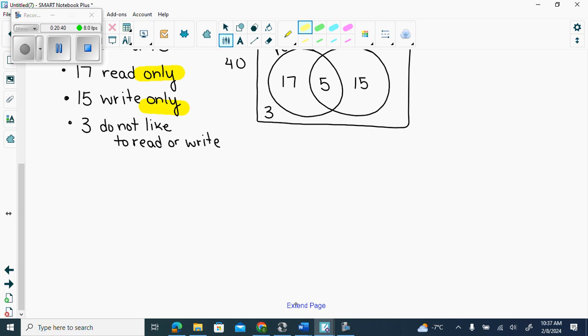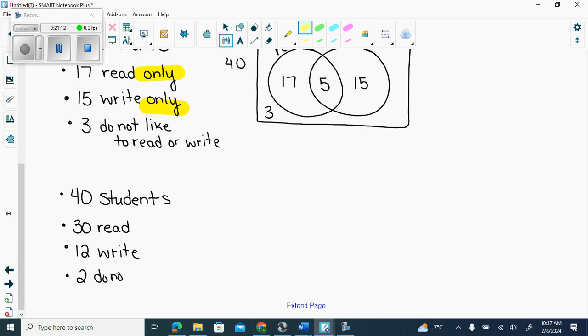So once again, I'm going to give you 40 students. And now I'm going to tell you that 30 like to read. And I'm going to tell you that 12 like to write. So I give you the total. I give you how many read, how many write, how many in neither, right? So I'm going to tell you that 2 do not like to read or write.